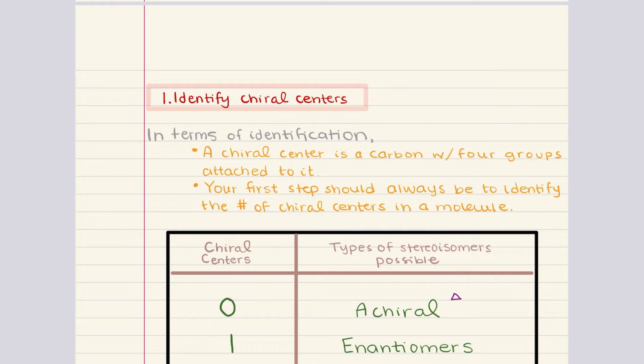A chiral center is a carbon atom that is bonded to 4 different groups. Identifying the number of chiral centers in a molecule is important because it determines the types and number of stereoisomers possible. Your first step whenever you're analyzing any molecule should always be to locate all of the chiral centers. This means examining each carbon atom and checking whether it has 4 unique groups attached. That's the definition of a chiral center. If a carbon atom meets this criteria, it is considered a chiral center.